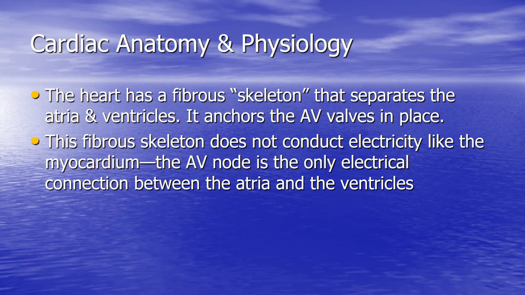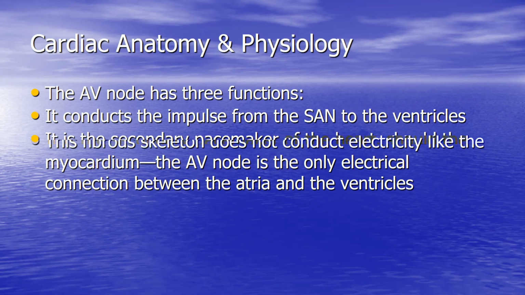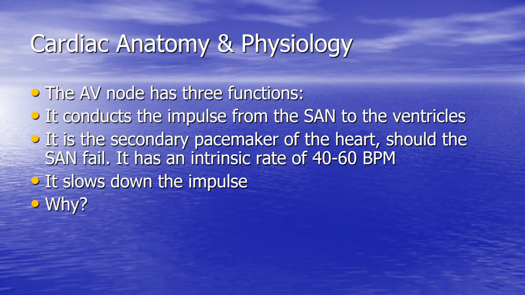There are three functions of the AV node. It conducts the impulse from the SA node to the ventricles. It is the secondary pacemaker of the heart, just in case the SA node should fail, and it has a lower intrinsic rate of 40 to 60 beats per minute. And then it slows down the impulse. So the AV node is kind of like the vice president. He's in charge when the SA node does not report for duty.